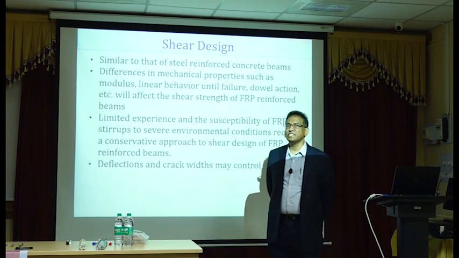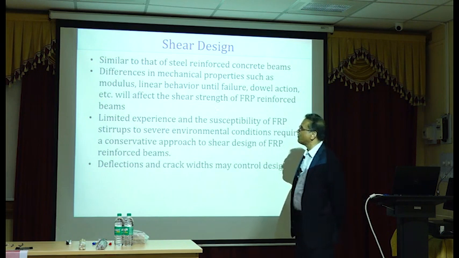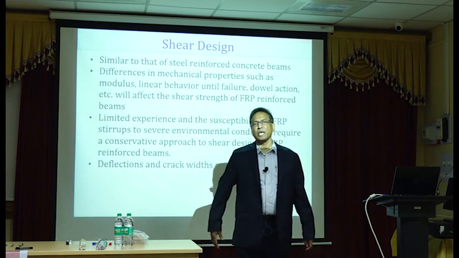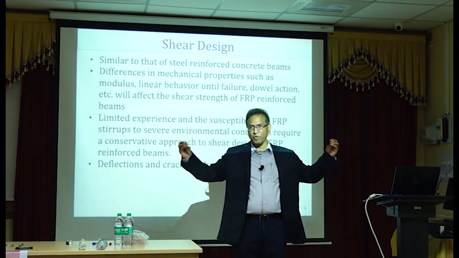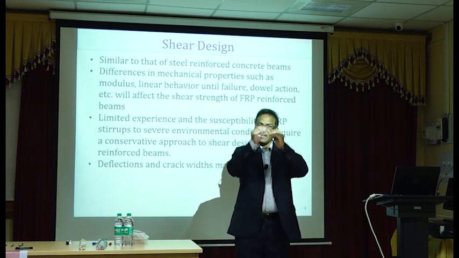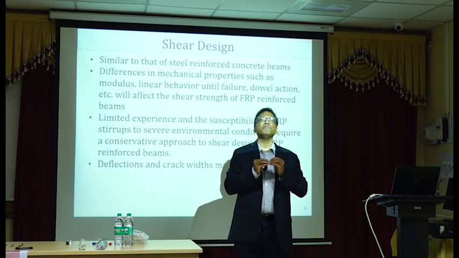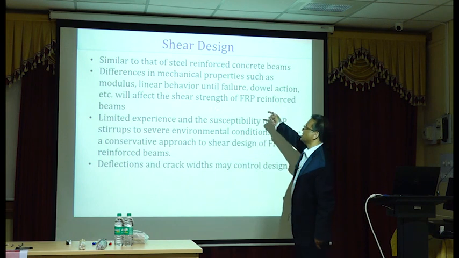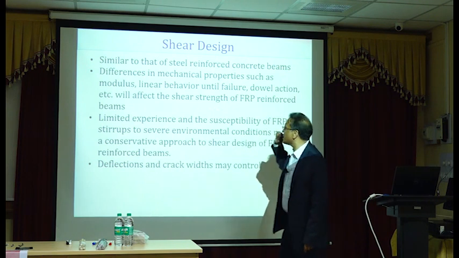However, we have a lot of differences in terms of mechanical properties, and the modulus is low, so that's a big problem for FRP. And linear behavior until failure is also a problem. Dowel action, we actually brought it up yesterday. Dowel action is a big problem because dowel action in concrete in FRP bars is based on shear, right? So that shear is dominated by matrix performance, and matrix is very weak. So dowel action will be contributing very little to the shear strength. So all these factors will affect shear strength.